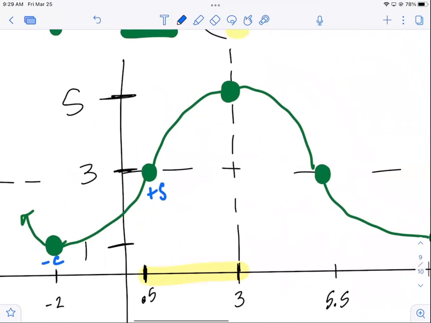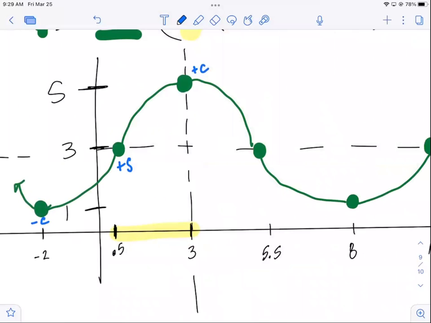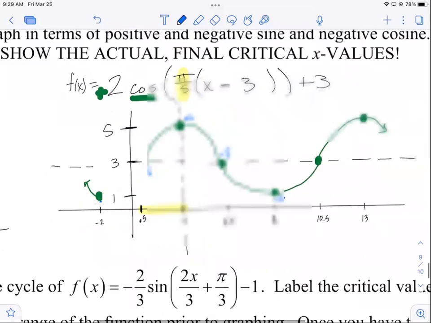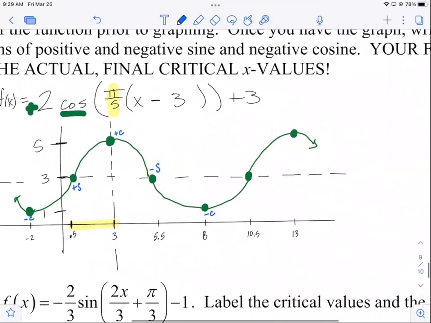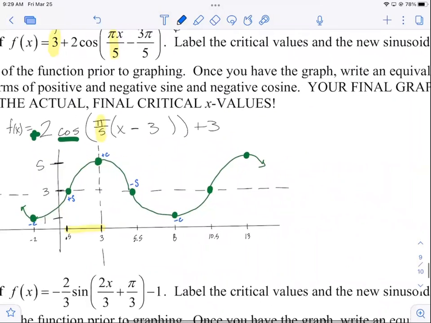So at 3, we have a high point. That would be positive cosine. At 5.5, we have an axis going down. That would be negative sine. And then completing the full cycle here at 8, we're back at a low point. That's negative cosine. So really the only thing that's going to change then is the phase shift.